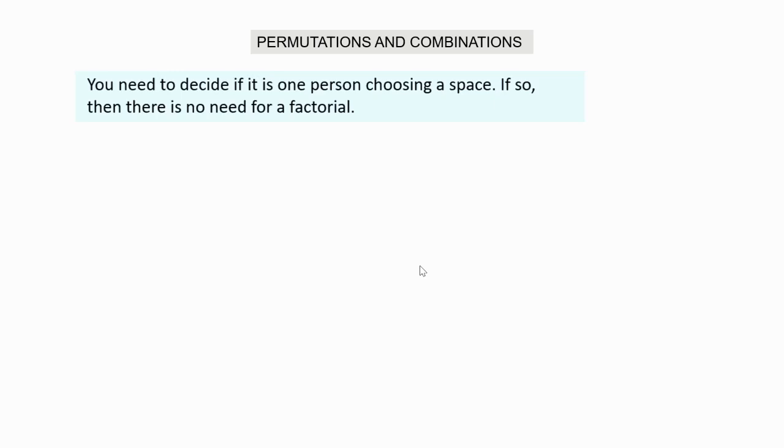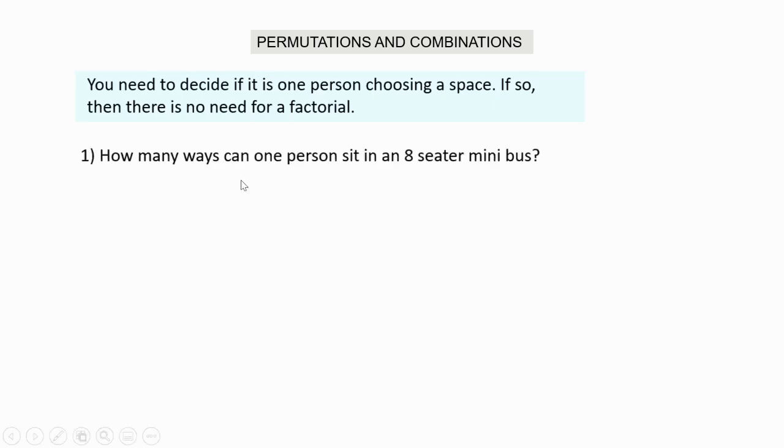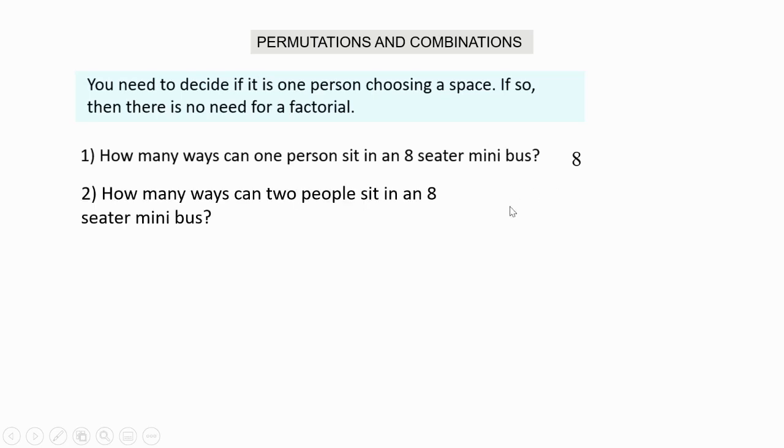So if there's one person that wants to take a seat in a cinema and there are 10 seats available, they've then got 10 options. So there's no need for factorial. How many ways can one person sit in an 8-seater bus would be 8 ways. How many ways can two people sit in an 8-seater minibus? The first person has 8 options, and the second person has 7 options. So that would be 8 times 7. You could also say 8P2, but 8 times 7 is perfect.